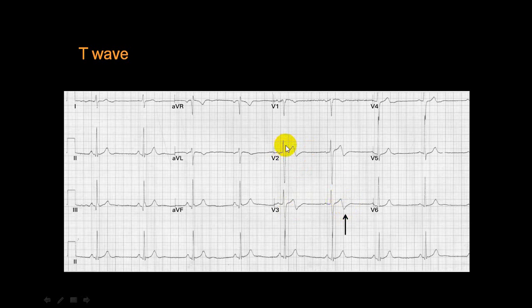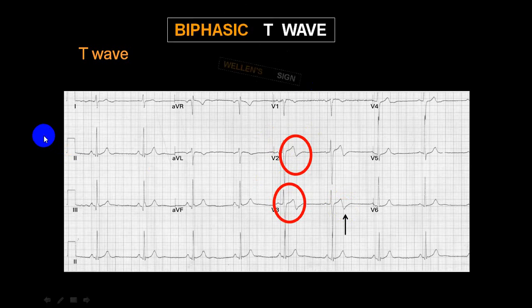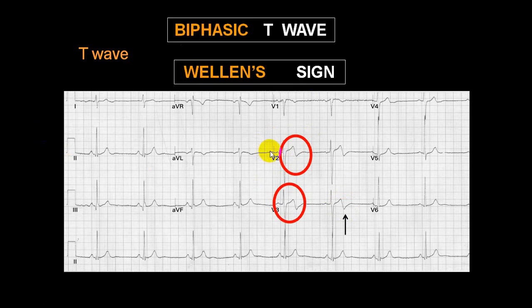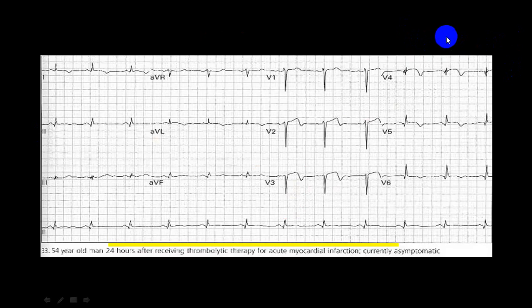And it is only in V1, V2, V3, only in 2 leads, right? So this is Wellens sign. So T wave is biphasic. It is called Wellens sign, which is suggestive of left main coronary artery occlusion, LMCA occlusion, or what we call as LAD proximal segment occlusion.